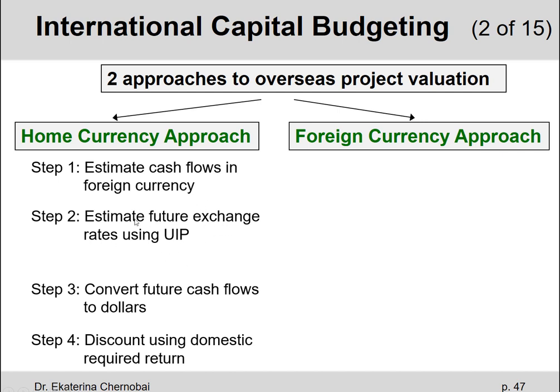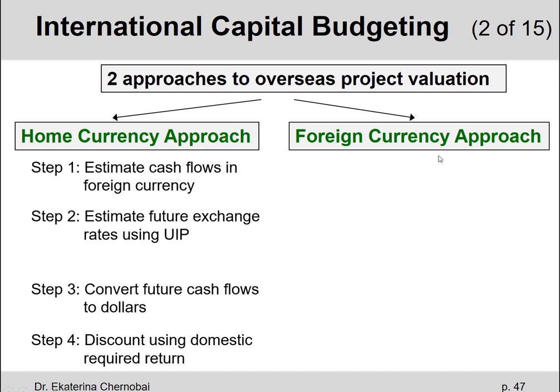Which formula from this chapter can we use for that? We can use the uncovered interest rate parity formula. So we're going to review it in our next example. Once we have the exchange rate for year 1, year 2, year 3 in the future, and so on, we can then convert our foreign currency cash flows into the domestic currency cash flows, into the dollars. That's step number 3. And then in the last step, we just discount the dollar cash flows using the domestic required return to find the net present value in dollars.